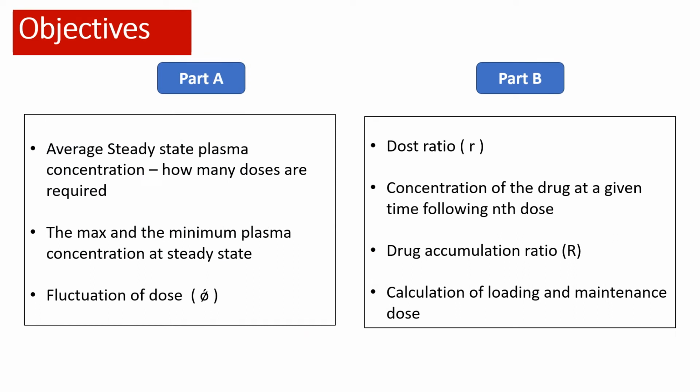Next, moving to the objectives. I thought, so as not to make this presentation lengthy, I would divide the content into two lectures, part A and part B. In this part, we'll be discussing the following topics: one is the average steady state plasma concentration and how many doses are required to reach it, and the second is the maximum and minimum plasma concentration at steady state, and also the fluctuation of doses.